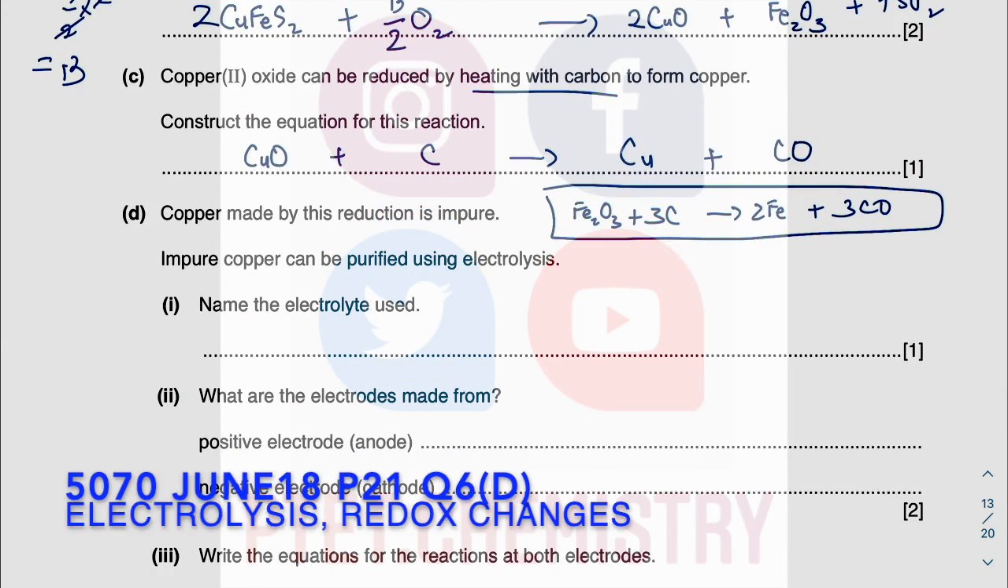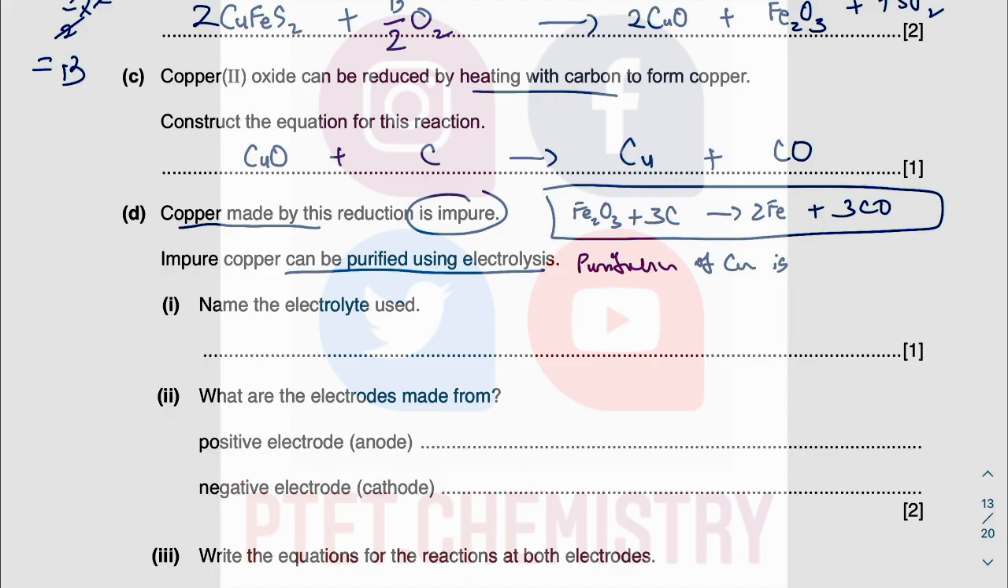What's next? Name the electrolyte used for this reaction. The copper made by this is impure. So this is about purification of copper. And not a lot of the time, I said a lot of things are case study, right? When I say case study, basically when you revise, you go through the syllabus. That's what I'm talking about. You need to know everything that's stated in the syllabus, right? Purification of copper is something, okay?